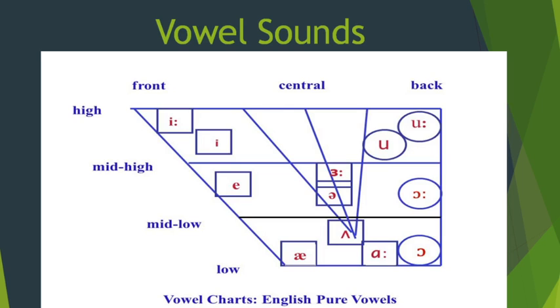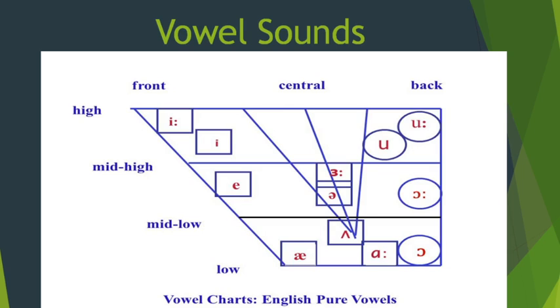Now how many front vowels did we discuss so far? 4. Out of these 4, how many long vowels are there? Only 1. And how many central vowels? 3. Out of the 3, how many long vowels? Only 1. How many back vowels? 5. How many long vowels are there? 3 long vowels. So on the whole, out of these 12 vowel sounds, 1 plus 1 plus 3, total 5 long vowels. The remaining 7 are the short vowels.